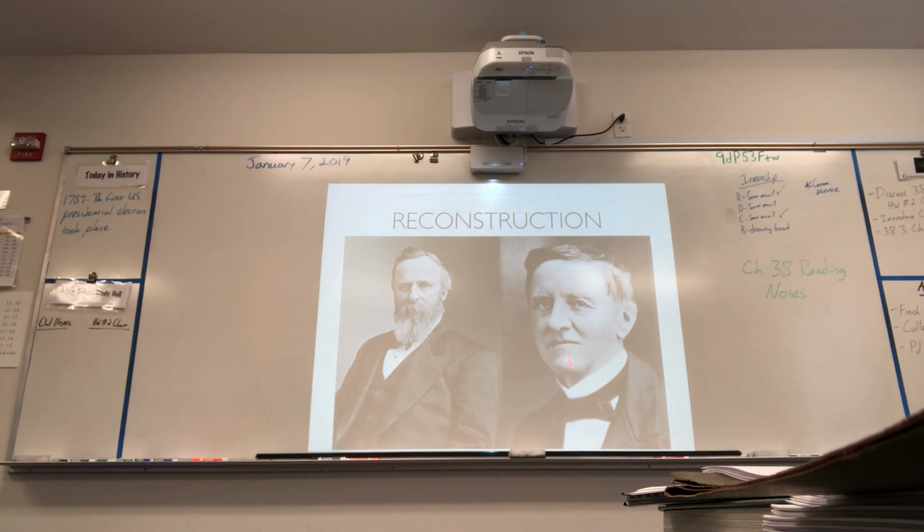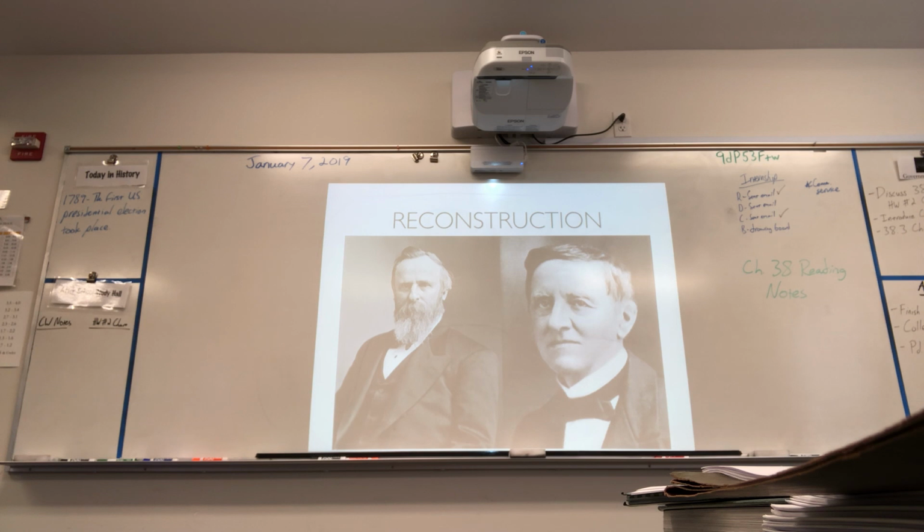Tilden actually wins the popular vote. The Democrat wins the popular vote. But the electoral votes in 3 southern states were contested. And this thing dragged on for months. Wait, is it 1866 or? 1876. It drags on for months. And eventually it takes Congress having to decide who the president is going to be.